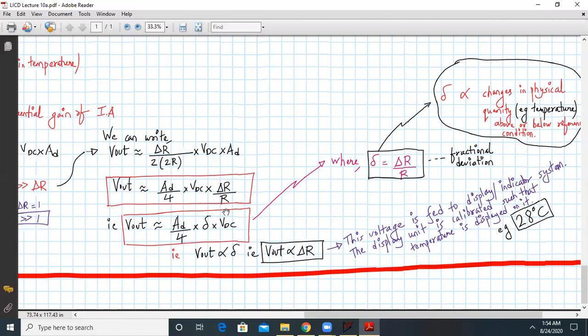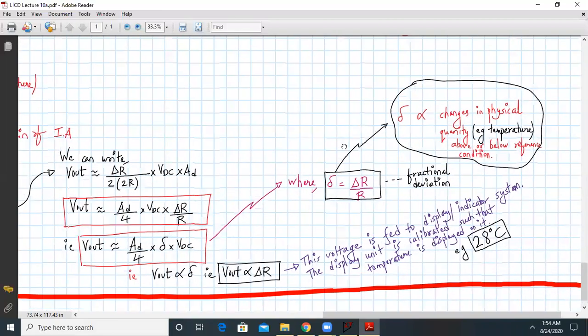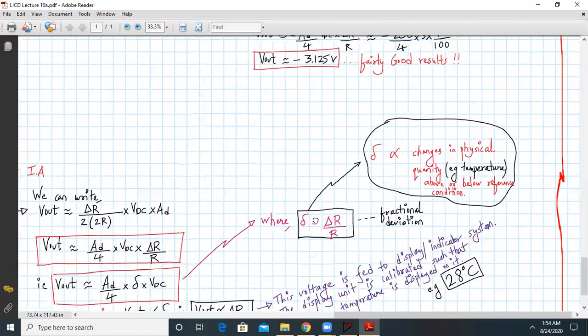So here in this formula, Vout equal to AD by 4 small delta into VDC, VDC is the supply voltage, which is a constant. AD is a gain which depends upon the ratio of resistors, that is also constant. 4 is a constant. So we can safely say that Vout is proportional to delta R. This voltage is fed to the indicator system, and the display unit is calibrated such that the temperature displayed on it is, for example, 28 degrees Celsius. So this completes the entire system.